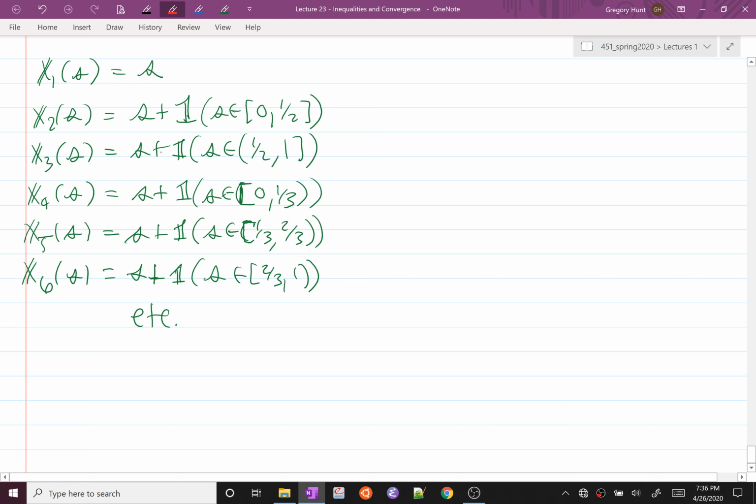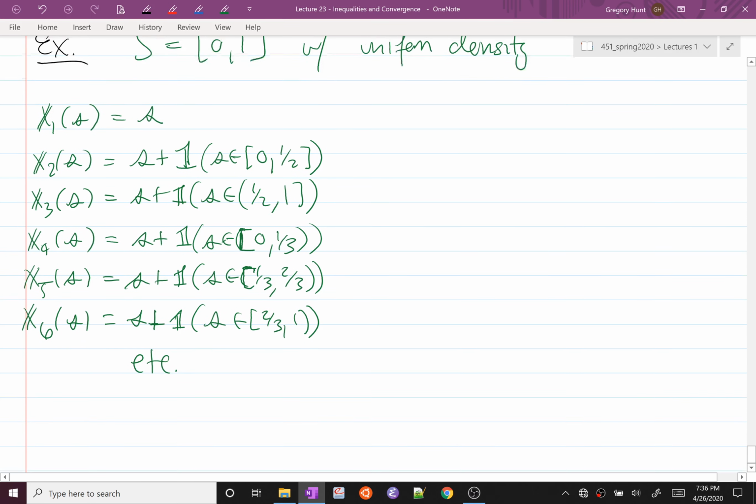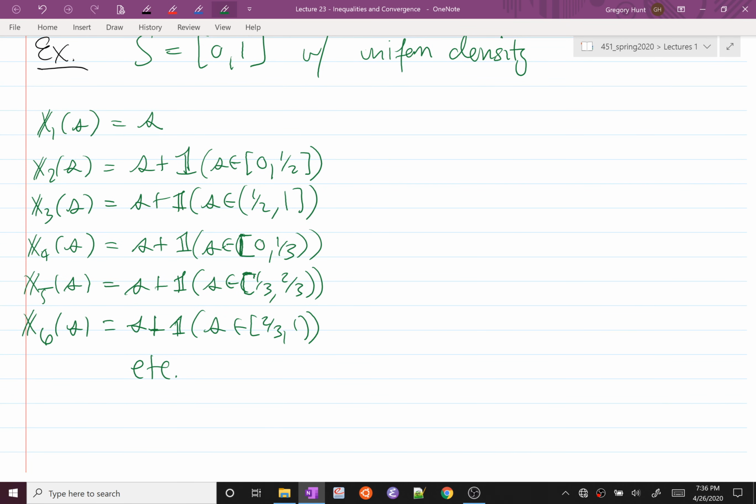X of 3 is s plus nothing if it's in the first half, but s plus 1 if it's in the second half. And so you kind of have this sequence of random variables in this way. And we're going to define our limiting random variable to just be s, as before. So this is a kind of contrived example. It's a very weird set of random variables, but it's going to allow us to show a difference between convergence in probability and convergence almost surely.